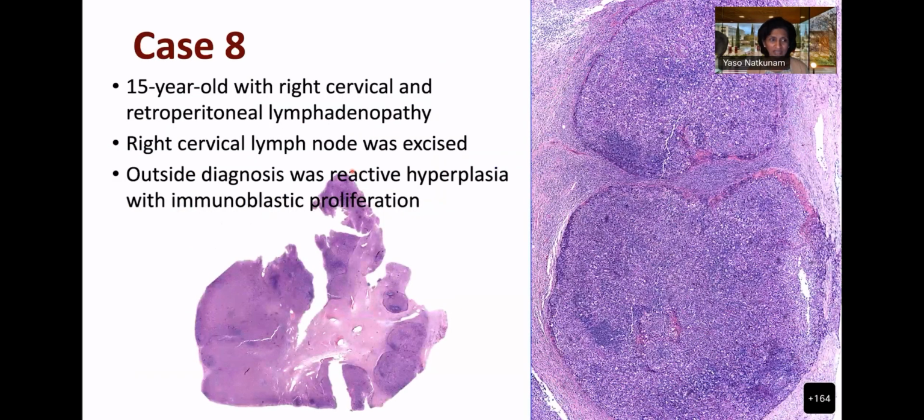All right, so this is a 15-year-old with a right cervical and retroperitoneal lymphadenopathy. They took out a cervical lymph node, and it came in with an outside diagnosis of reactive hyperplasia with immunoblastic proliferation. You can see that there is a proliferation or population of cells. It looks very pink, and it is obliterating maybe the sinuses or the paracortex. It's hard to tell, all these in-between areas. The hilum is here, and typically you see this normally in an inguinal lymph node, but this particular lymph node had it.